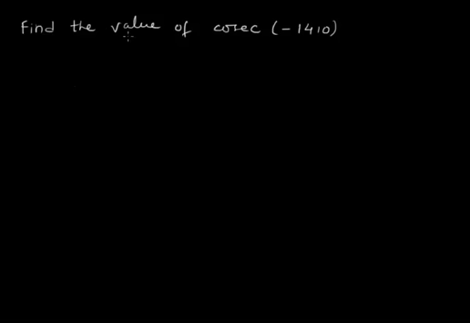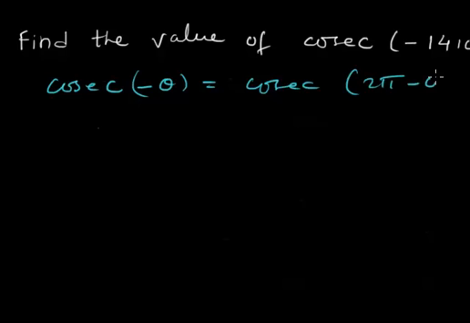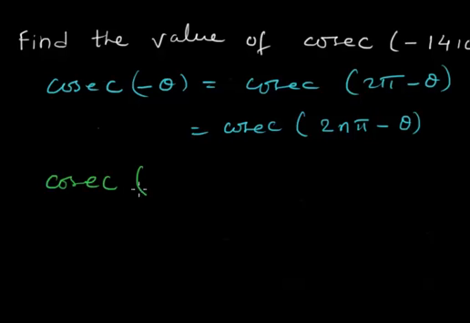Let's find the value of cosec(-1410). We all know that cosec(-θ) is equal to cosec(2π - θ), because it belongs to the fourth quadrant, and similarly we can also write it as cosec(2nπ - θ). We are using this formula to solve this question. So we have cosec of -1410.